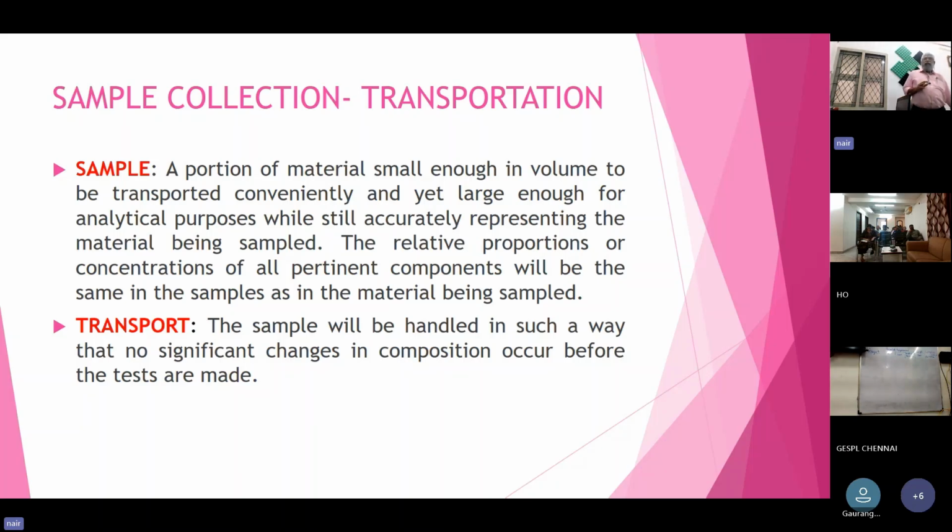Okay, so I think now we are familiar with the two terms. One is the sample and the second is the transportation, and the importance of sampling and the importance of transportation. Am I right? I think you understood these 2 points. No response from anybody? Can you hear? Yes, sir. Okay. No response means it can be everything understood or it can be nothing understood.